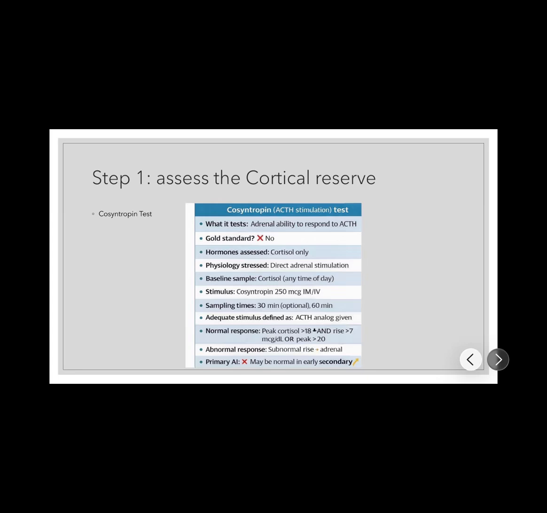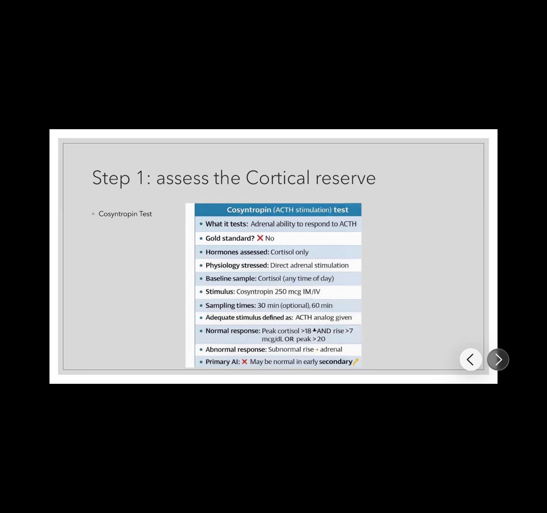Normally, in a normal patient, if you give the ACTH, the cortisol will peak. We know that the cortisol level in the body is 6 to 18 micrograms per deciliter. If you give the ACTH, you get a very high peak, more than 20 micrograms per deciliter. Or the cortisol level is more than 18 micrograms per deciliter, and an increment of 7 micrograms per deciliter from the baseline was observed. This means that the patient has a normal ACTH cortisol relationship.